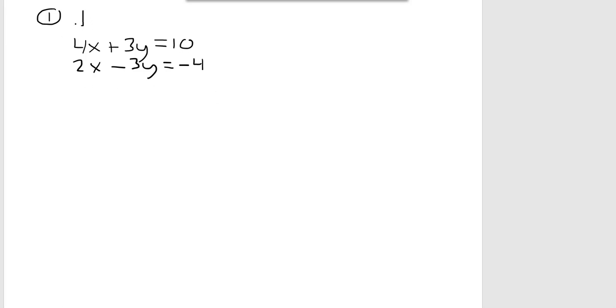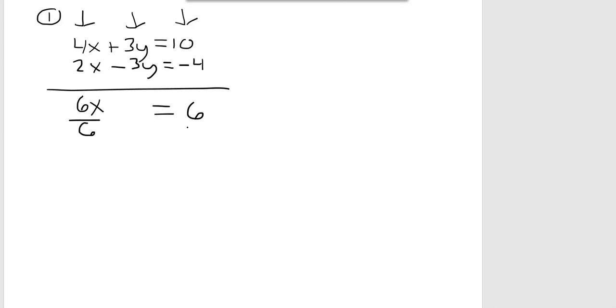We have the x terms all lined up, the y terms all lined up, and the constants all lined up. And when we add these two equations together, 4x plus 2x is 6x, positive 3y and negative 3y cancels, and then we have equals 10 plus negative 4, which is 6. Okay, and now from here, we have an equation that has just one variable, so we can solve for the x. We divide by 6 on both sides, x equals 1.